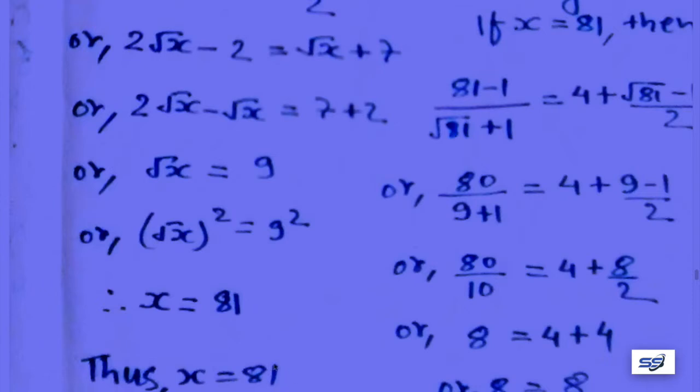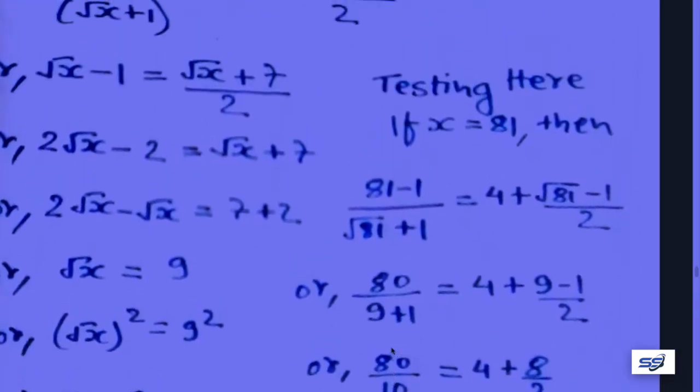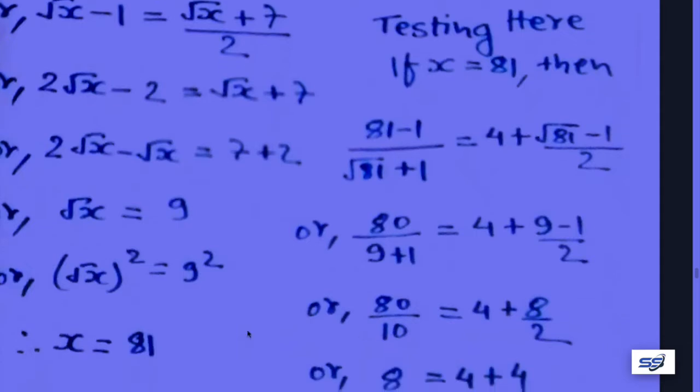On getting the value of x, we can check whether our answer is right or wrong. To test this, we have to put the value of x in our original equation. Testing here: if x equal 81, then wherever there is x, we have to put 81. So comes here (81 minus 1) upon (root 81 plus 1) equal 4 plus (root 81 minus 1) upon 2. Here comes 81 minus 1, 80, and 80 upon root 81 is 9, 9 plus 1. So 80 upon (9 plus 1) equal 4 plus (9 minus 1) upon 2.